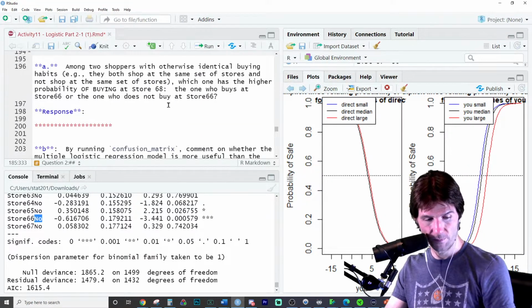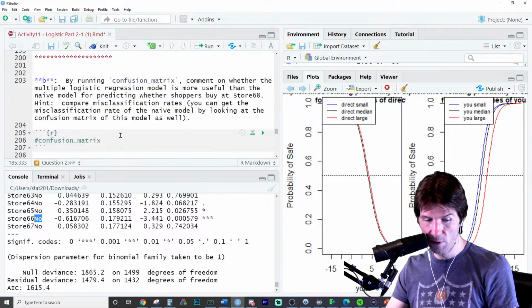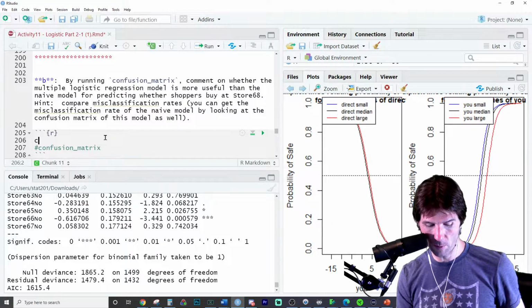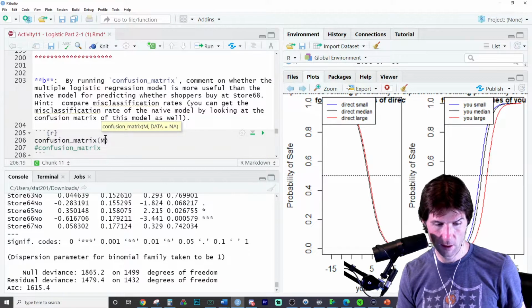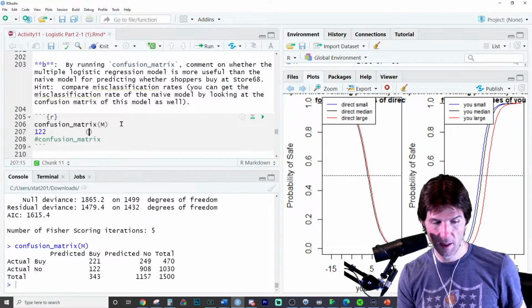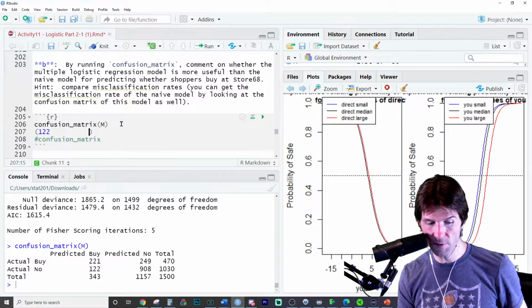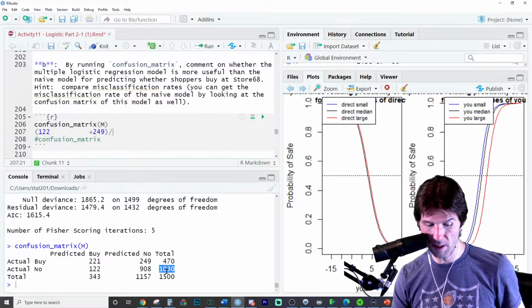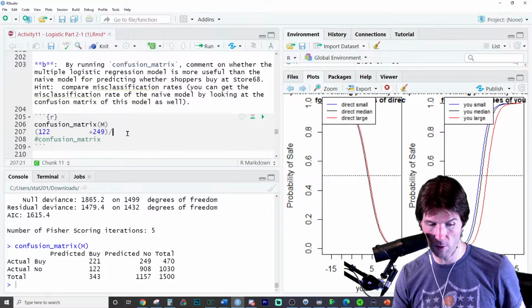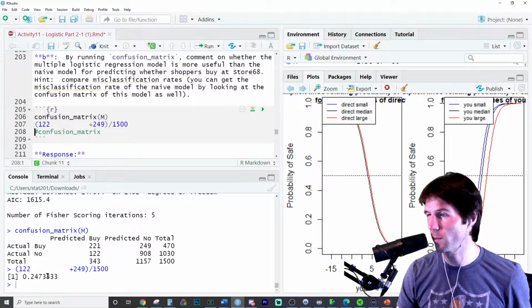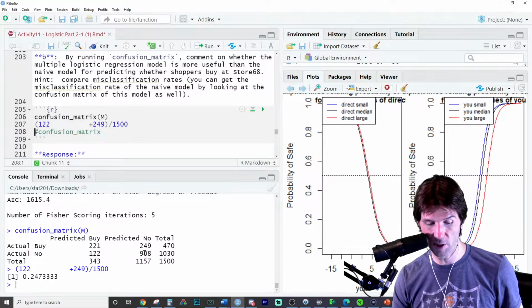Tricky question. By running the confusion matrix, comment on whether the multiple logistic model is useful. So let's go ahead and run our confusion matrix. And here's the amount we get wrong. Remember, the amount we get wrong is on the off diagonal. We were talking about that earlier, that we take the values right here and we can divide by the total. These are the ones we predict incorrectly, and I almost grabbed the wrong total. And we predict wrong about 25%, if we talk to the leadership.